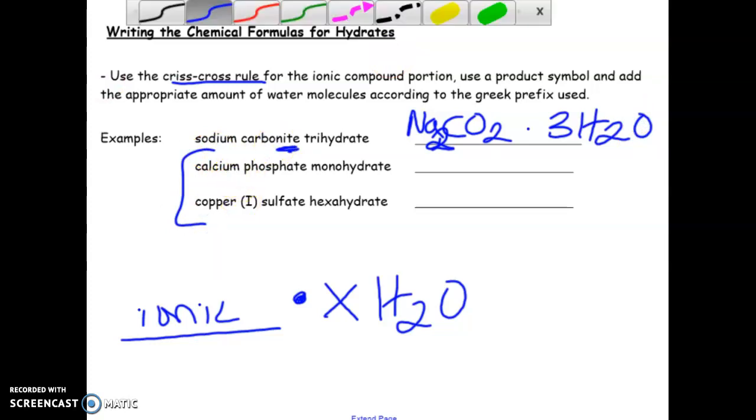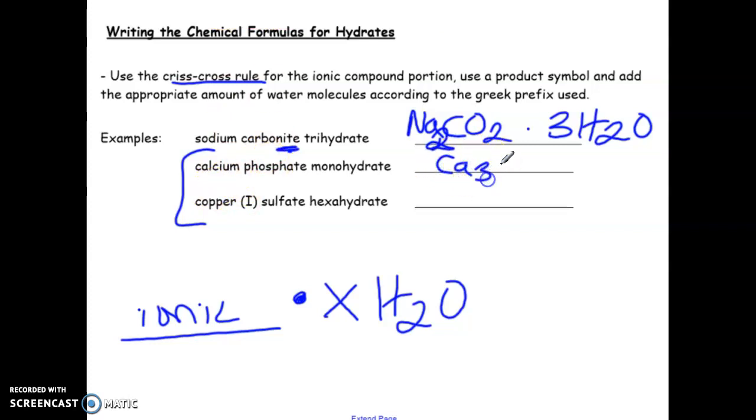Okay, so here, calcium phosphate. So we have Ca3(PO4)2, crisscross down, dot. And monohydrate, you don't have to write the number 1. By writing H2O, it automatically means 1.